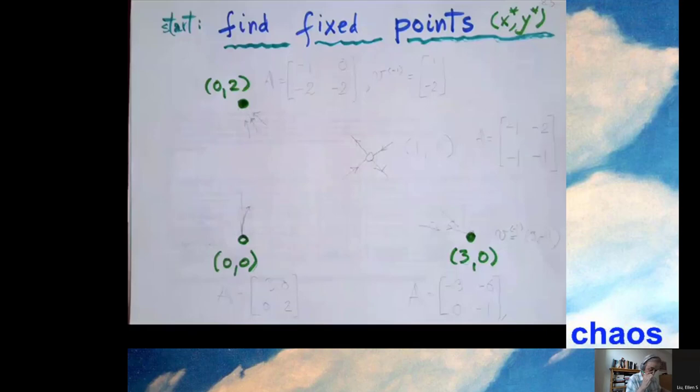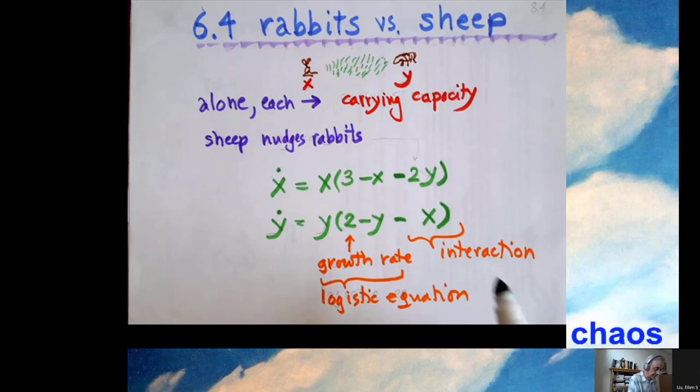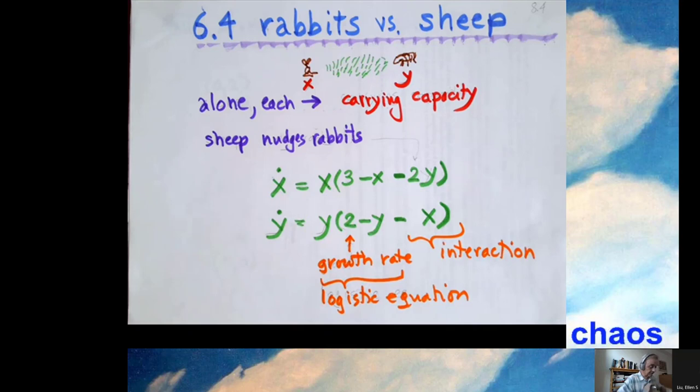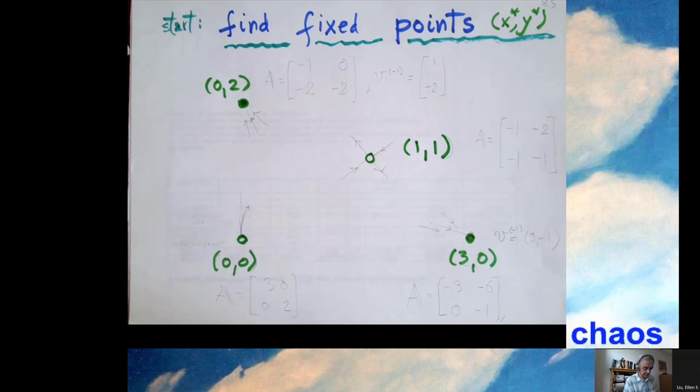And then you have to do a little more. But when you look at these equations, they were designed to be pedagogical. So if I set X and Y equal to 1, then this is 3 minus 1 minus 2, that's 0. 2 minus 1 minus 1, that's 0. So it turns out there is another fixed point at 1,1. Usually you just solve this equation. That's easy to solve.